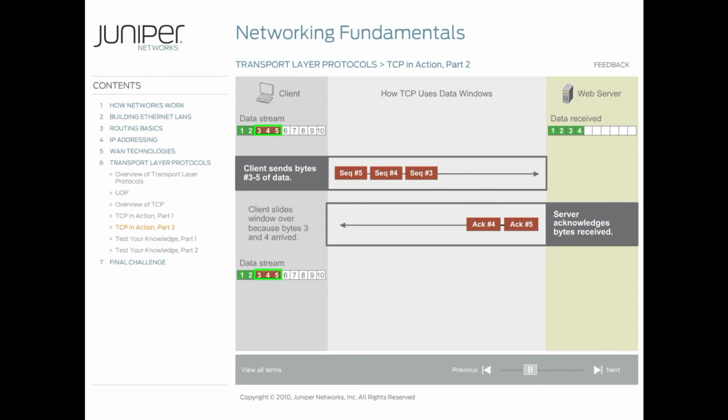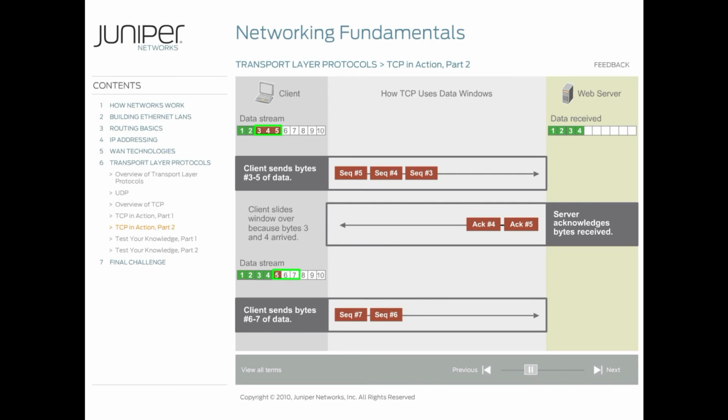When the sender receives an acknowledgement for bytes 3 and 4, it slides the window and sends the next 2 bytes. Remember that the acknowledgement number indicates the next byte the server expects to receive. Here the server has received byte 4 and is still waiting to receive byte 5. The sender will continue to slide the window as it receives acknowledgements. In this case, the window size is 3 bytes. The sender cannot slide the window until it receives the lowest byte number acknowledgement.